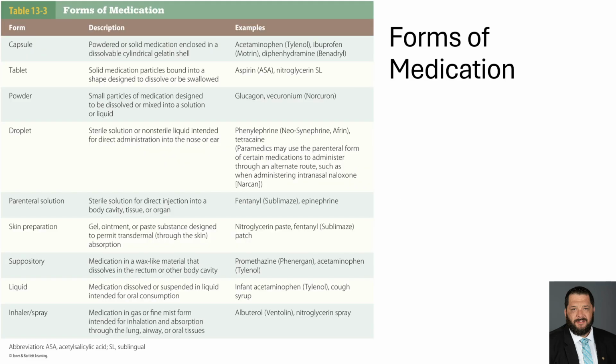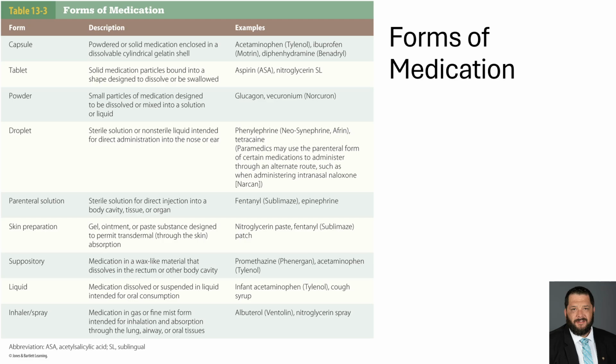Here's a table that shows some of the common forms of medication that you should be familiar with, as well as the description and some examples thereof. For example, a capsule is a powdered or solid medication enclosed in a dissolvable cylindrical gelatin shell. Common over-the-counter medications include things like acetaminophen or Tylenol, ibuprofen or Motrin, and diphenhydramine or Benadryl.